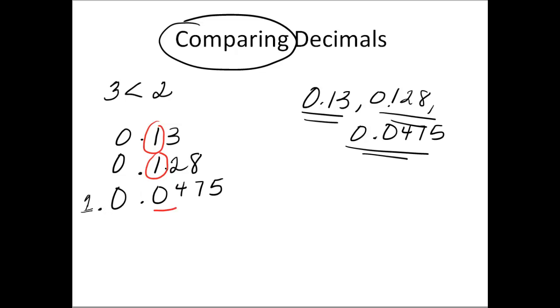Now, since the other 2 decimal numbers have 1s in the 10th place, we're going to move on to the 100th place to see which number is less. Here we have a 3 and here we have a 2. Since 2 is less than 3, we can say that this value, 0.128, is second, and the greatest value is 0.13.